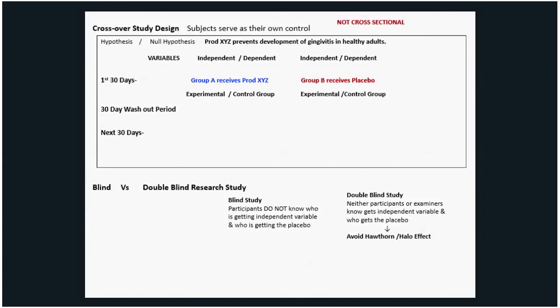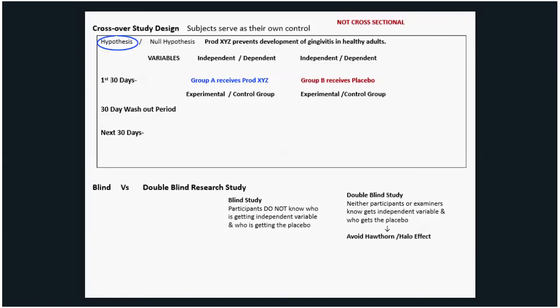So let's say we've got our statement of the problem, which would be: product XYZ's relationship to gingivitis in healthy adults is unknown. So now we said product XYZ prevents development of gingivitis in healthy adults. So is this going to be a hypothesis or a null hypothesis? We're saying that product XYZ has an effect on the development of gingivitis, right? So this is going to be a hypothesis.